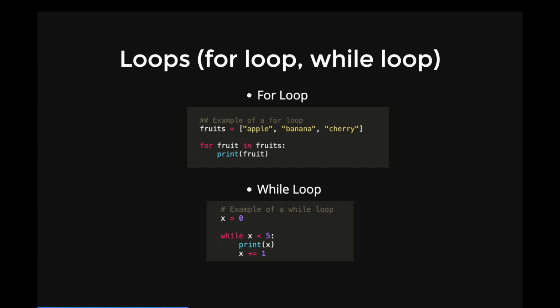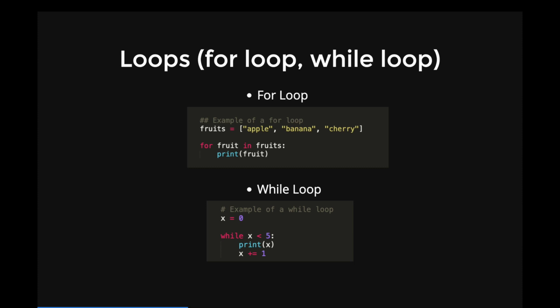Loops allow you to repeat a block of code multiple times. Python supports two main types of loops, for loops and while loops. For loop. A for loop is used to iterate over a sequence such as a list, tuple, or string, or any iterable object.